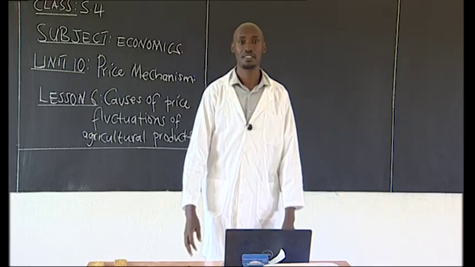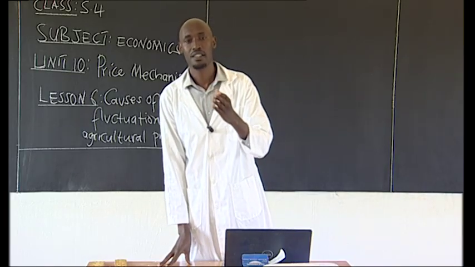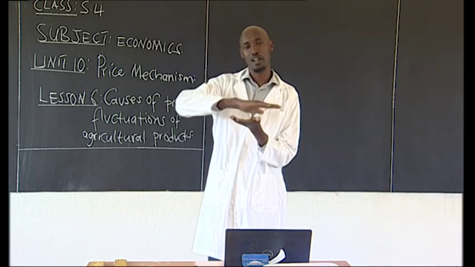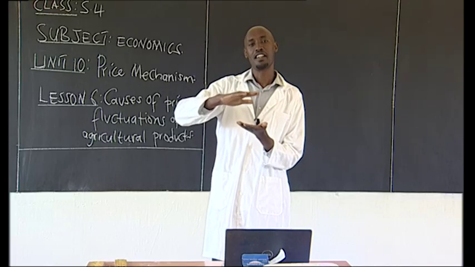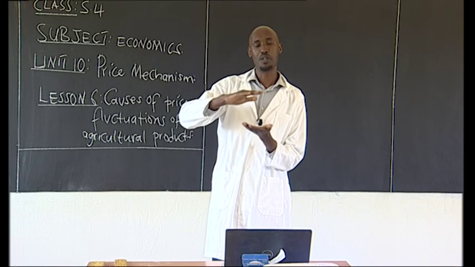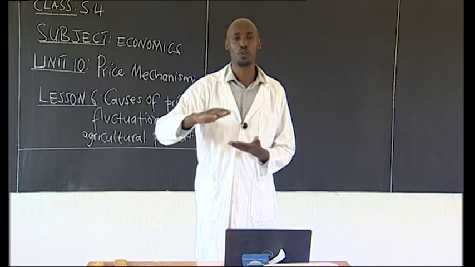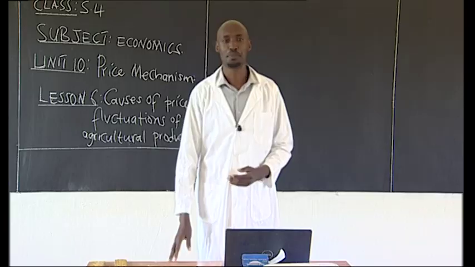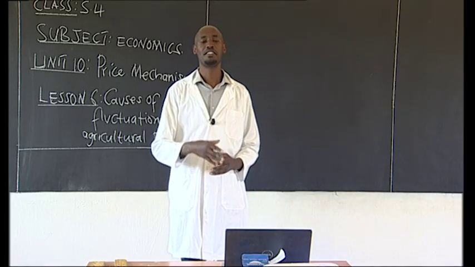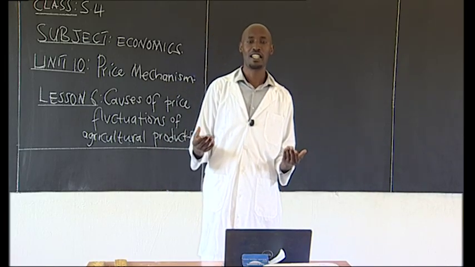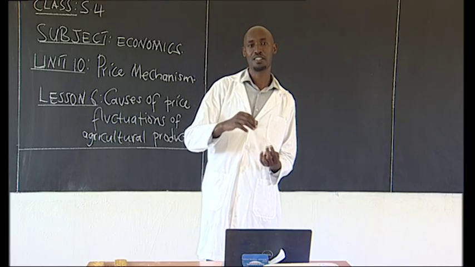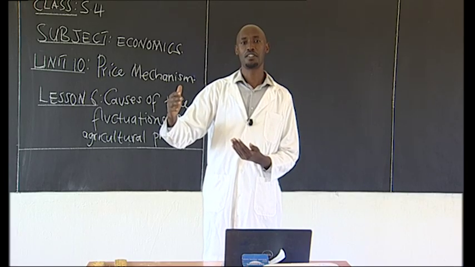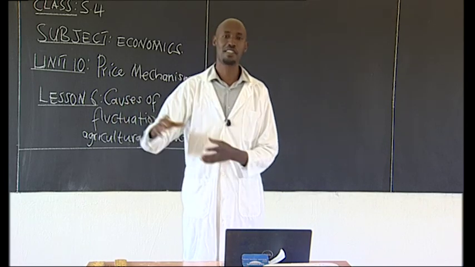Who can give me why prices fluctuate? Why are they not stable? We have the same price. If you are buying a kilo of tomato at 400, it remains. Why does it move up? Yes? Good. There is what we call gestation period. There is a period when people are going to harvest, and the period for planting. So there is that period.